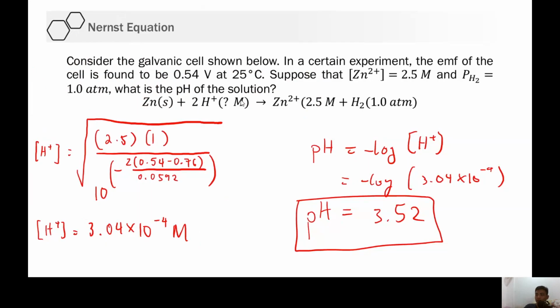That is how you get the pH of the solution using the Nernst equation. And this is what the pH meter does. They compare the standard cell potential with the non-standard cell potential, and then it uses this equation to get the concentration of H, and then this concentration is plugged into the negative log function, giving us the pH reading. So this is what the pH meter is doing.